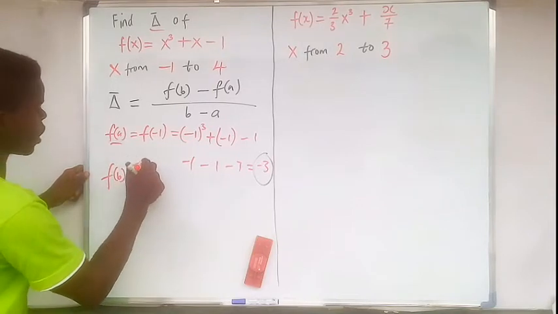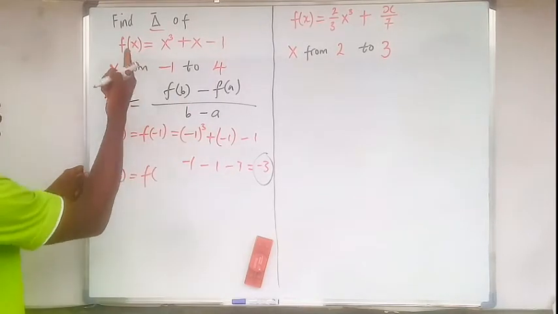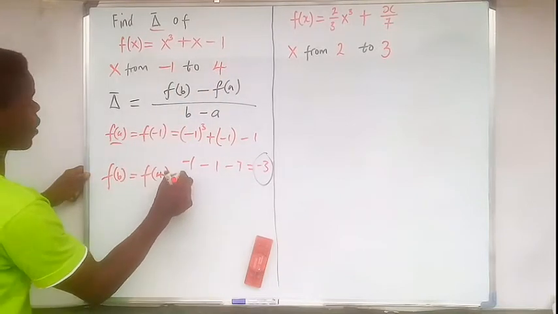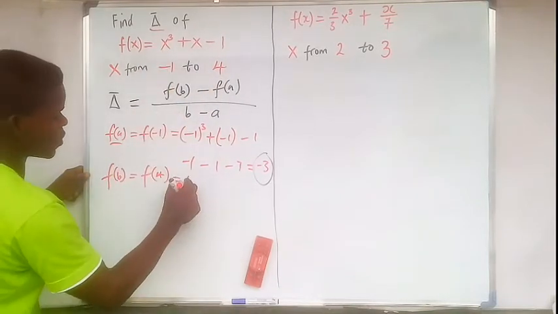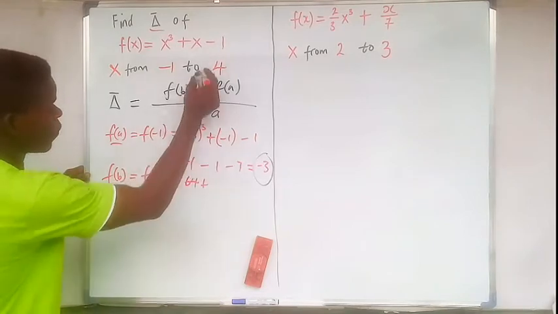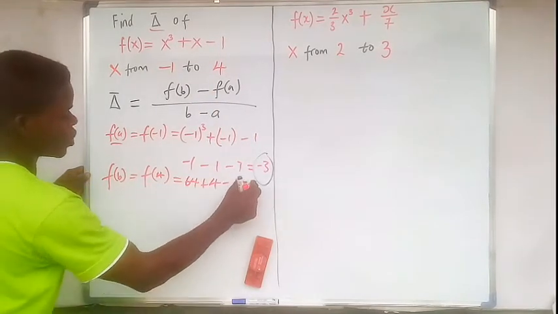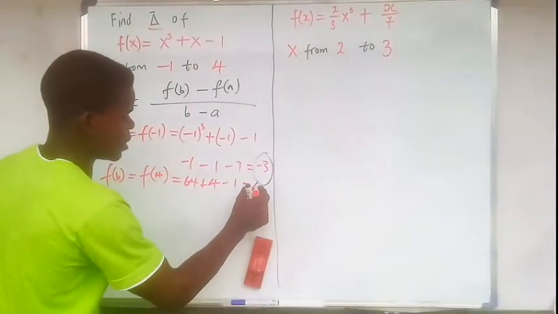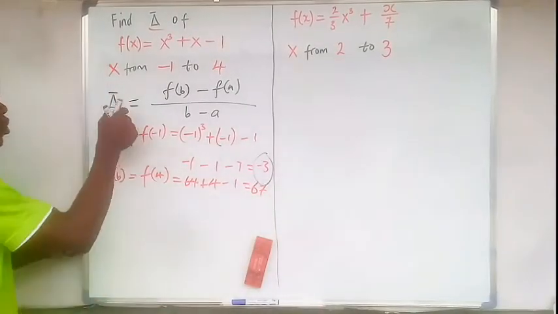Now in place of x in the function, we now put B, where B is 4. So we're going to have 4 cubed is what? 4 cubed is 64 plus 4 minus 1, which is equal to 64 plus 4 is 68. 68 minus 1 is just 67. Alright, so we find the change.